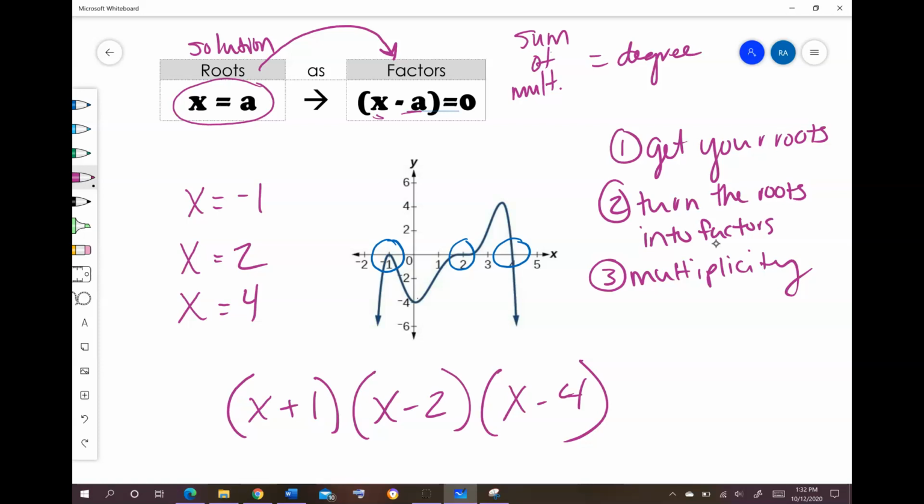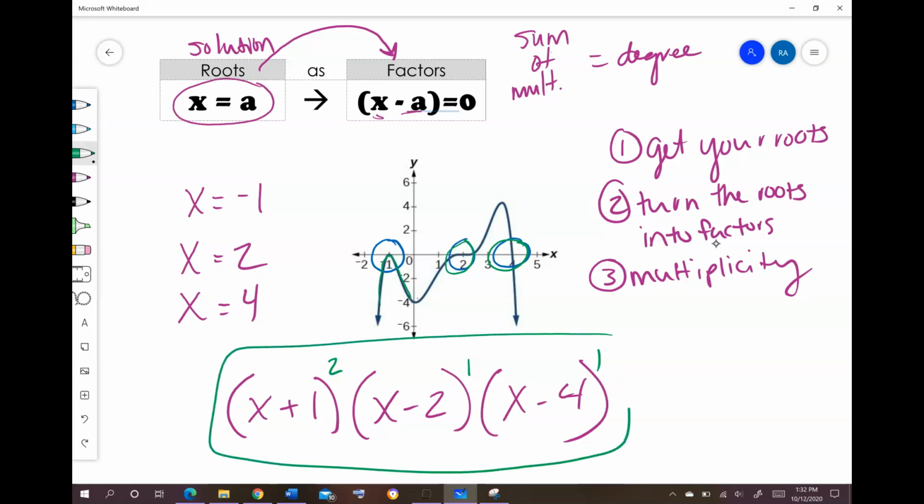Okay? Now, let's look. See how this one comes up and it touches and it turns around. It doesn't cross it, it touches it. So at -1, we're going to say has multiplicity of 2 because it touches. It crosses here and it crosses there. So we're going to say that's going to be 1. Check and see if they add up to 4. 2 plus 1 is 3 plus another 1 is 4. So this would be your answer.